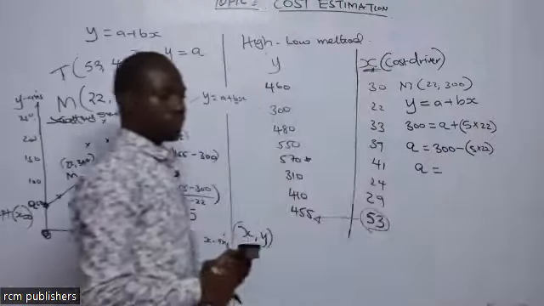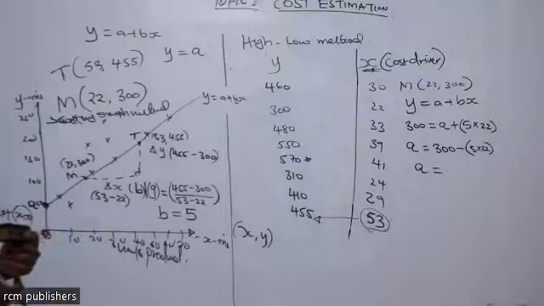How much do we get? What are we getting?